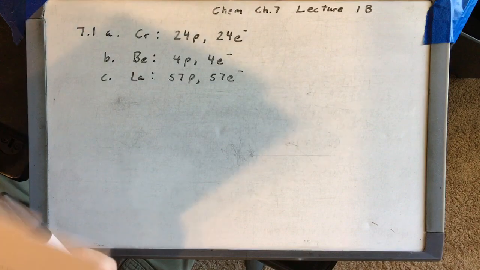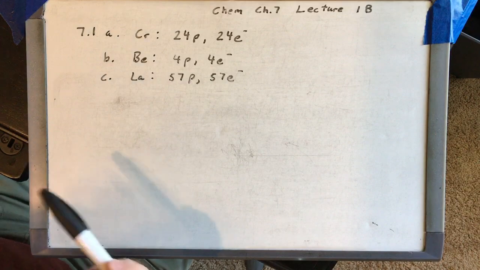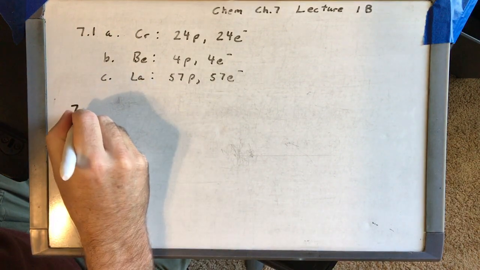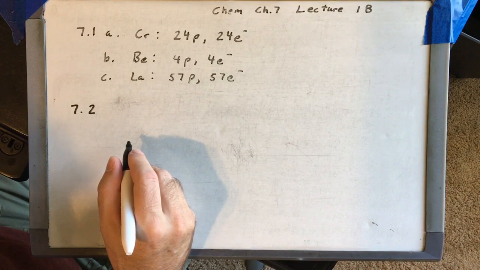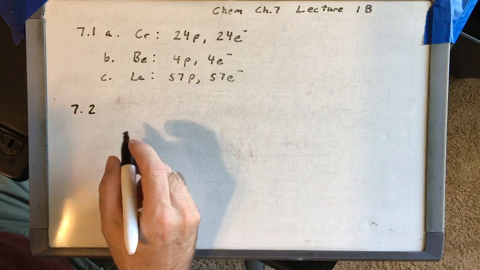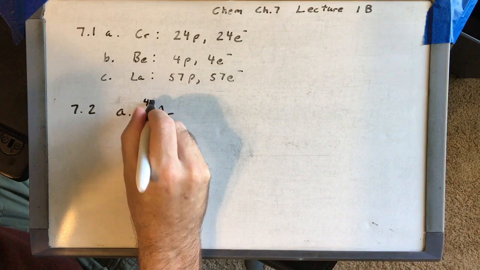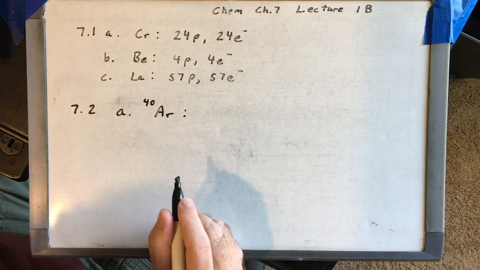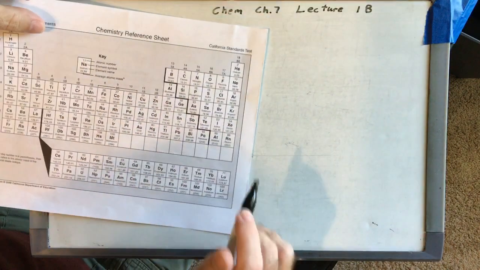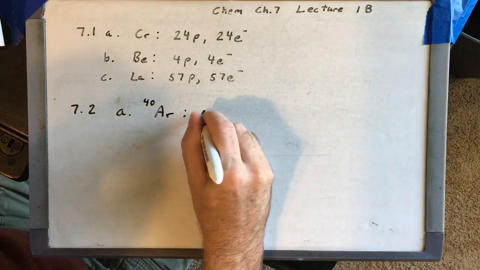All right, let's look at 7.2. All right, so open your chemistry book, turn to page 208. And it says, give the number of protons, electrons, and neutrons that make up the following atoms. So for A, we have argon, and then you have a superscript of 40. So the way you say that is argon 40. To figure out the number of protons, we have to find argon, and it's 18 protons. If it's not 18 protons, it's not argon.